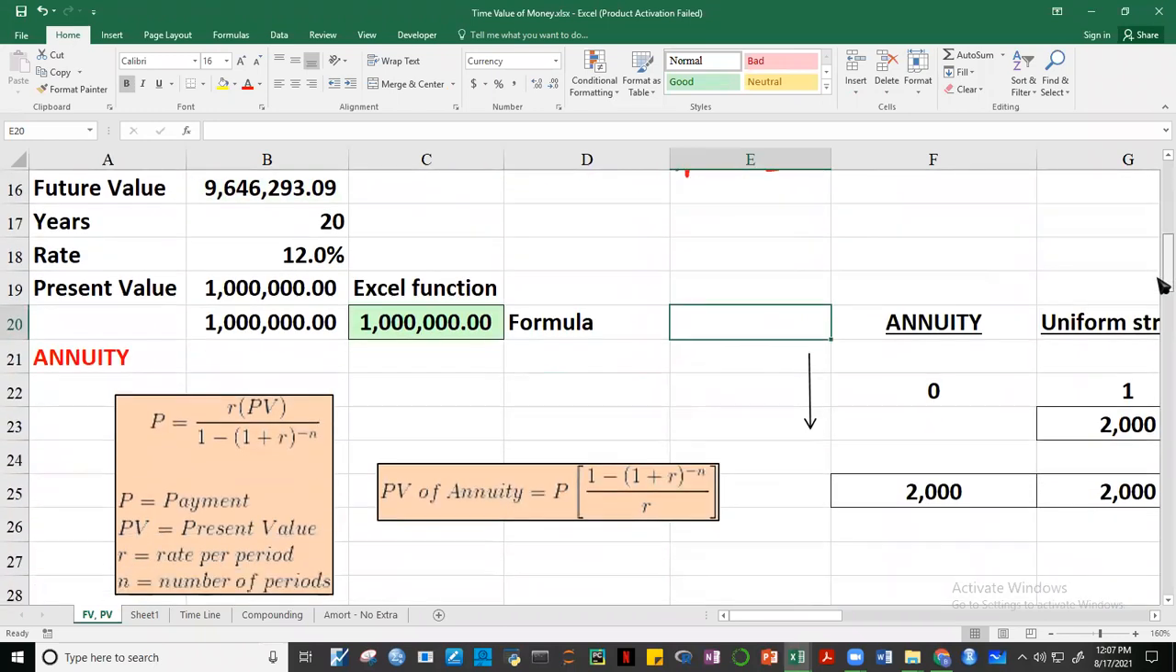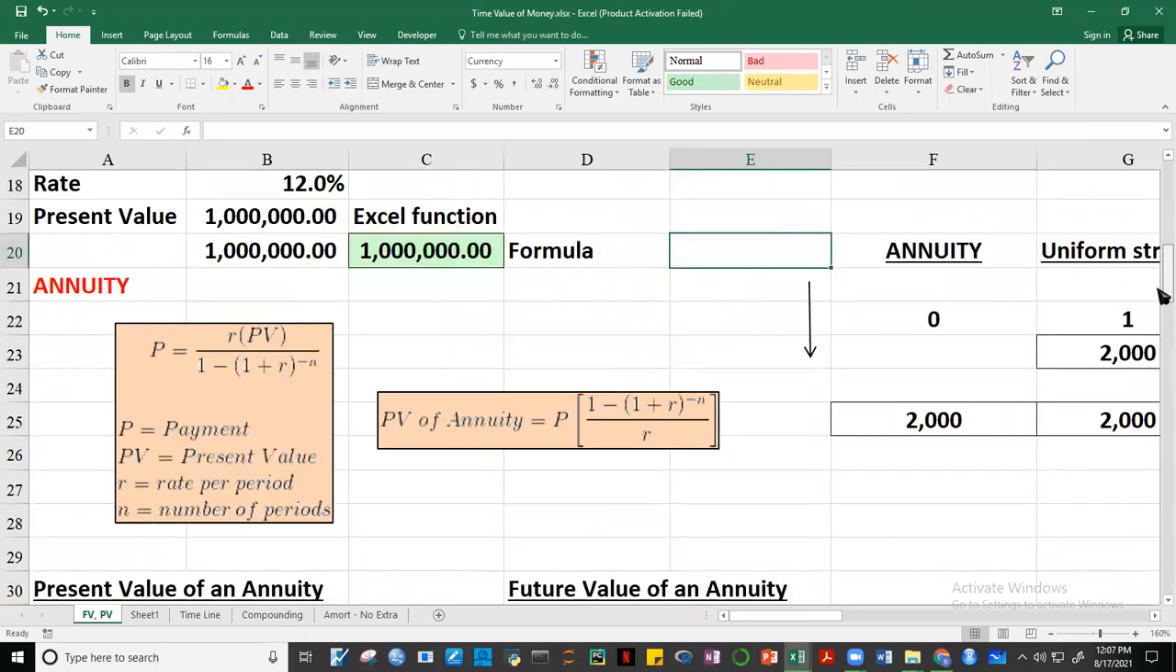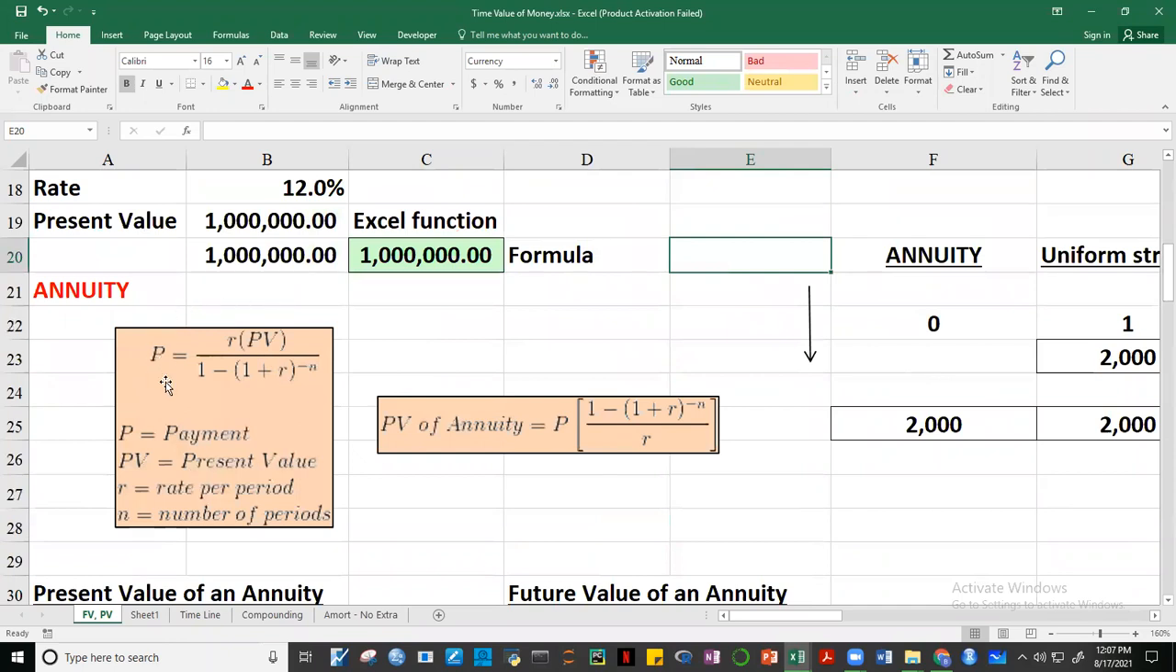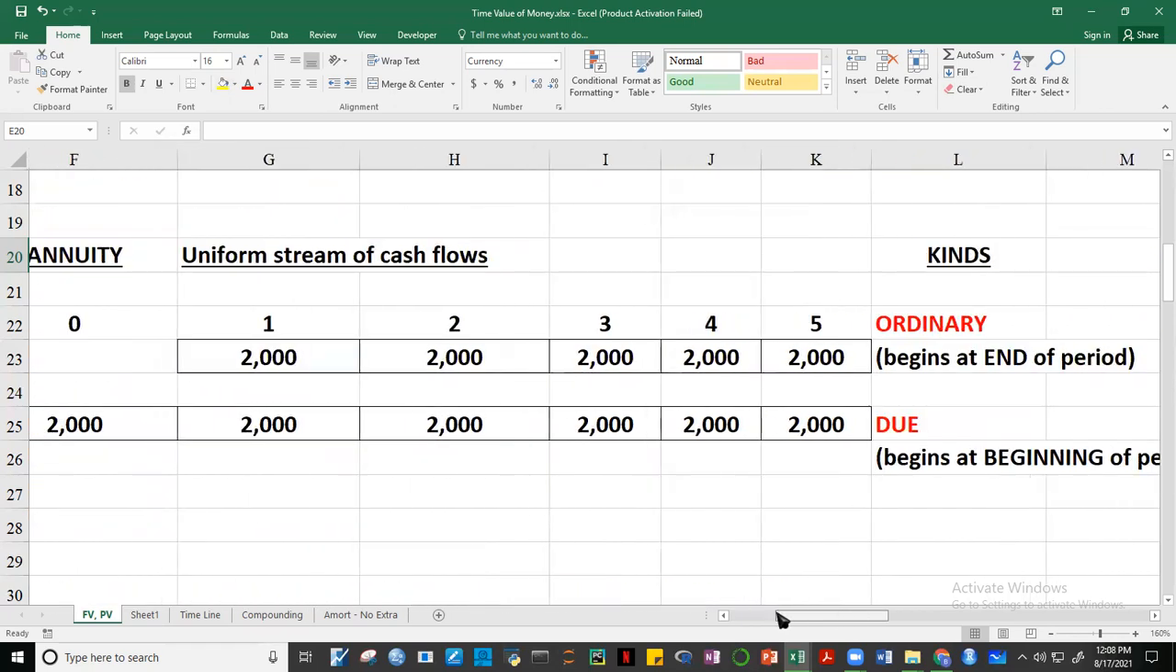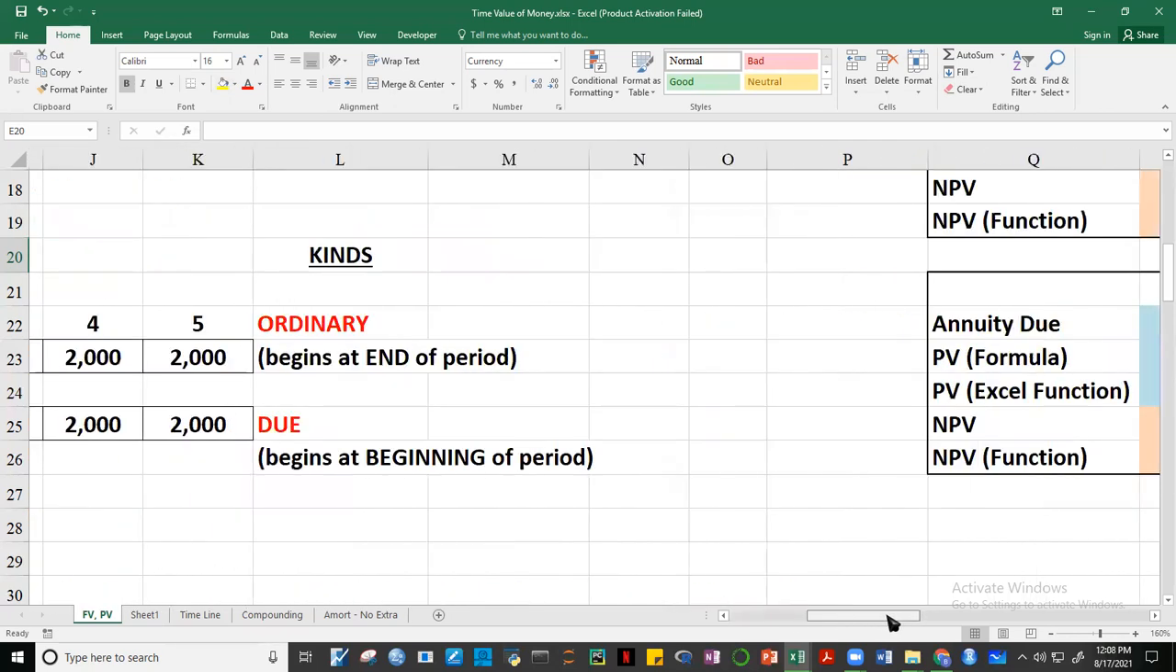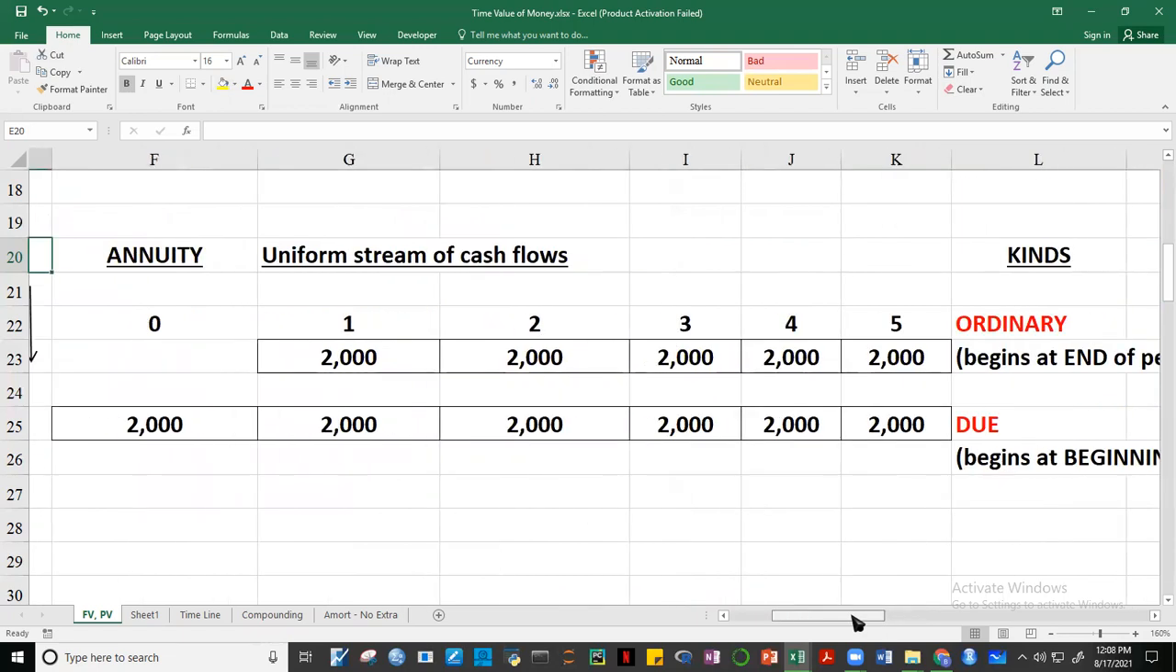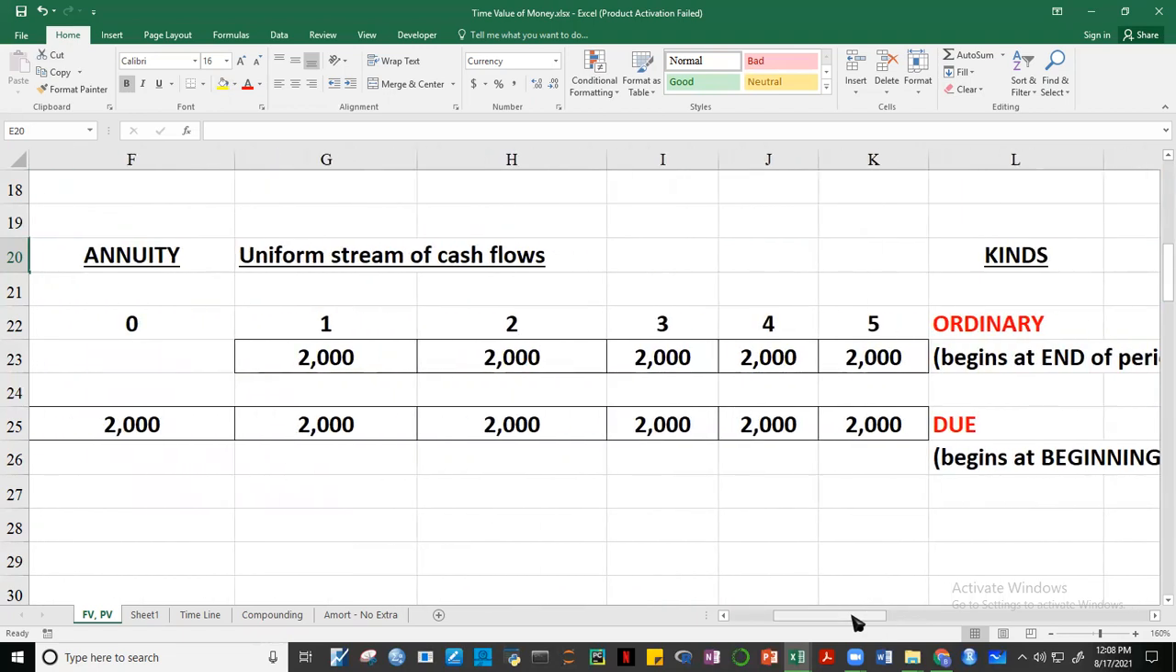Okay. So let's now go to annuity. Ito na yung minimension ko kanina. Okay, medyo complicated yung formula ng annuity, guys. No? Okay, this is the formula to get the payment, given the present value. This is now the formula naman to get the present value of an annuity. So you can either use this or we can use the function in Excel. So explore natin pareho. We will explore both. So first, i-discuss natin ano ba yung iba't ibang klaseng annuity.